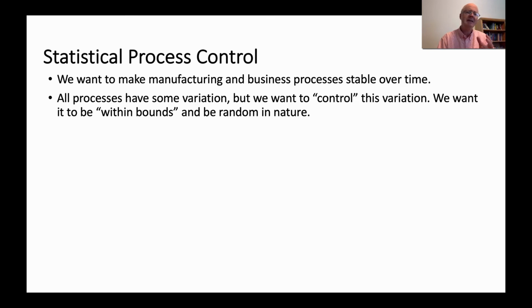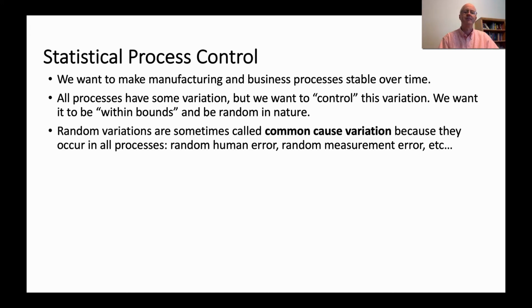We want it to be within bounds and be random in nature. You can't completely control it. You can't make it always the same. It will not always be the same revenue you get from a certain kind of advertisement. It will not always be the same size of the product that you make. There will be microscopic deviations, but we want to control those things.